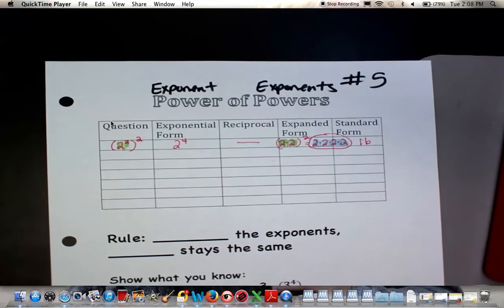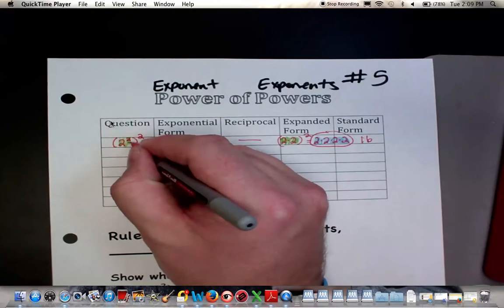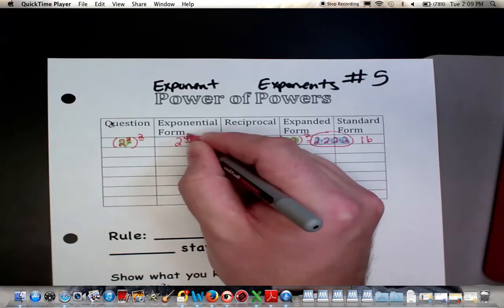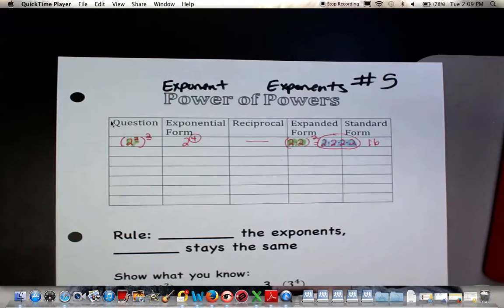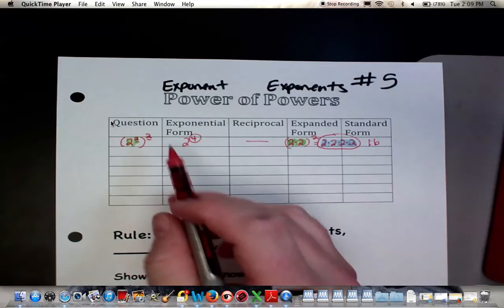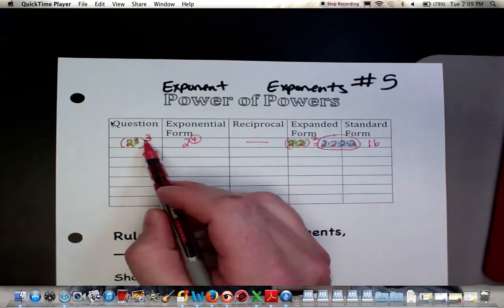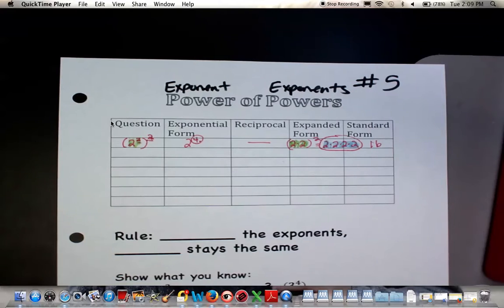Now look at the pattern of how we did this. How did we use these 2's to get that 4? What operation could we have used? Did we add? Did we subtract? Did we multiply? Or did we divide our exponents? So I want you to think about, what did we do with these 2's here to get this 4? Could we have added, multiplied, subtracted, or divided? Think about it. Okay? Let's try another one.